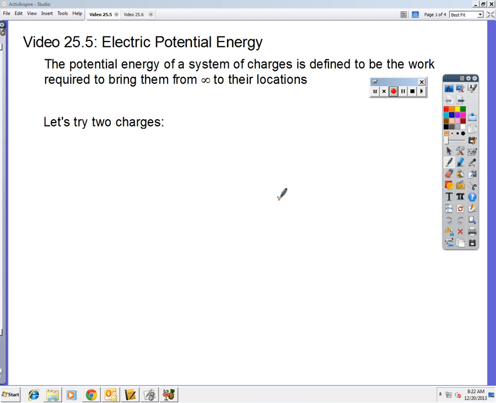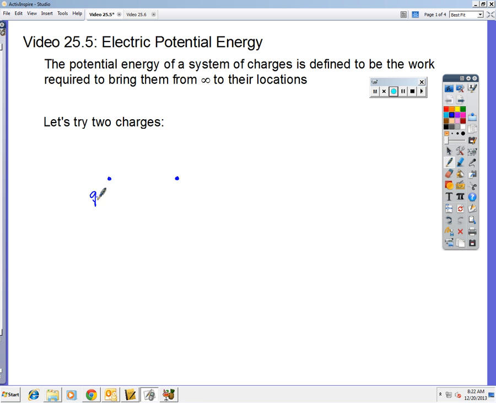This is video 25.5. We're looking at electrical potential energy. And this is closely related to electric potential, but this is energy, and it's a concept we're familiar with. The potential energy of a system of charges is defined to be the work required to bring them from infinity to their locations.